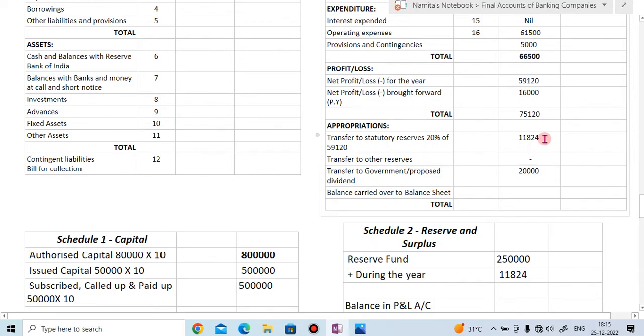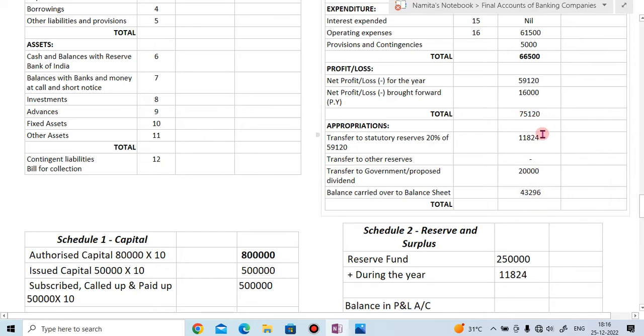Now next is what? Add. Now we have to transfer some profit to the balance sheet also. So 75,120 minus the 20% of profit and the interim dividend. That means 75,120 minus 11,824, 20,000. The balance will be 43,296. Okay, how did I get this amount? By minusing these two from the total of the profit and loss.